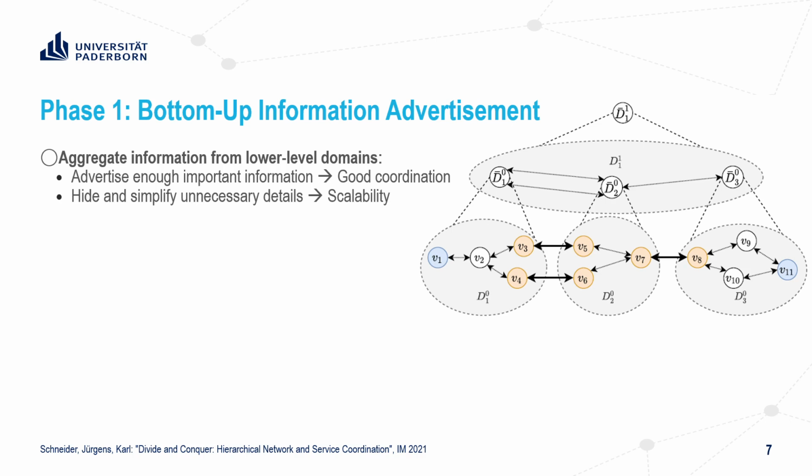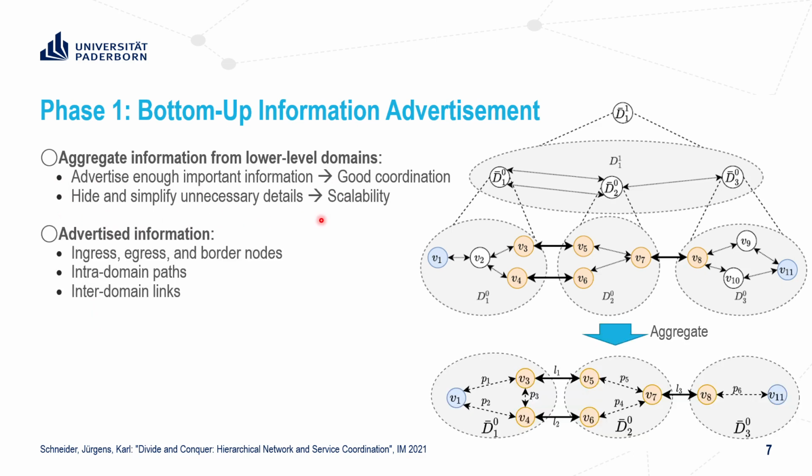And again, the question is how much or how do we advertise this information? And here we want to make sure that we advertise enough and important information to make good coordination decisions. But at the same time, we want to hide unnecessary details and simplify this information to ensure scalability. And what we eventually decided to advertise from these lower level domains is the following. So first of all, information about our ingress, egress, and border nodes within each domain. The border nodes are here shown in yellow. These nodes interconnect a domain to another domain, and so these different node types are specifically relevant for routing, and that's why we advertise them.